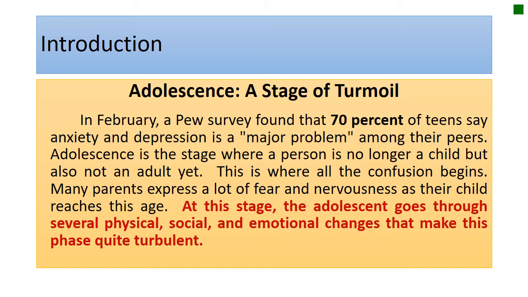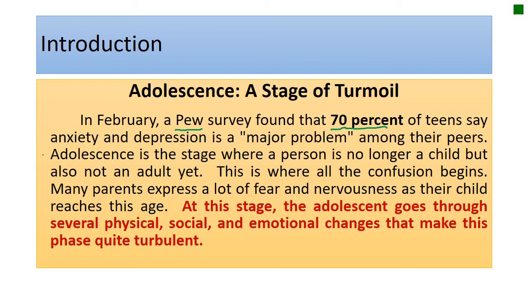The hook. In February, a Pew survey, Pew is a firm that makes surveys, that makes studies, takes people's opinion about a certain phenomenon or a certain issue. A Pew survey found that 70% of teens say anxiety and depression is a major problem among their peers. So I began my hook with a shocking statement, or surprising fact if you want.